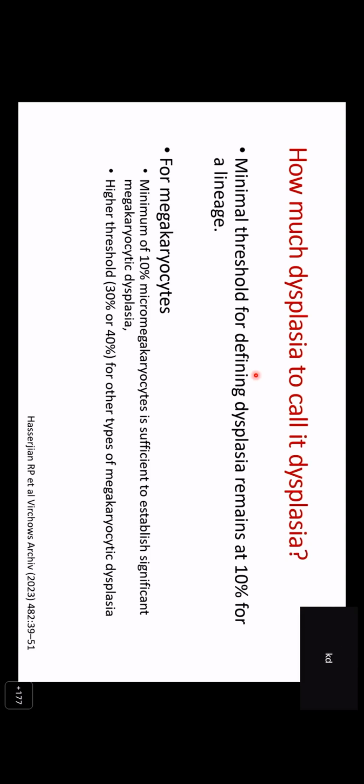For megakaryocytes, if you see micromegakaryocytes, they are very pathognomonic of megakaryocytic dysplasia, and if you see micromegakaryocytes, the cutoff is 10%. But if you are seeing other forms of megakaryocytic dysplasia, for example, nuclei that are completely separated apart, or increased budding, or dislocated forms of megakaryocytes, the threshold for calling something dysmegakaryopoiesis needs to be higher, at about 30 to 40%.